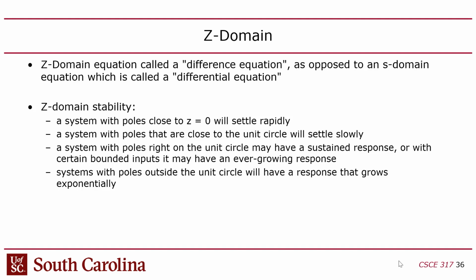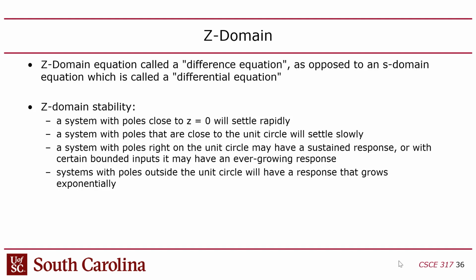It's not just looking at the poles being negative. A system that has poles that are close to the origin of the pole and zero plot, or the pole plot, will settle rapidly. A system with poles that are close to the unit circle will settle slowly. Again, unit circle meaning Z is a complex number, you're plotting it just as an XY plot. And if you're around the unit circle, the system will settle slowly. If the poles are on the unit circle, which means they can be positive, unlike S domain, you can have positive poles and still be stable.